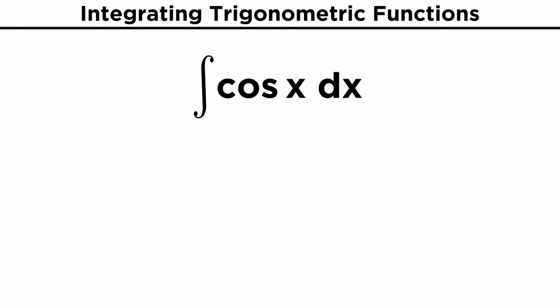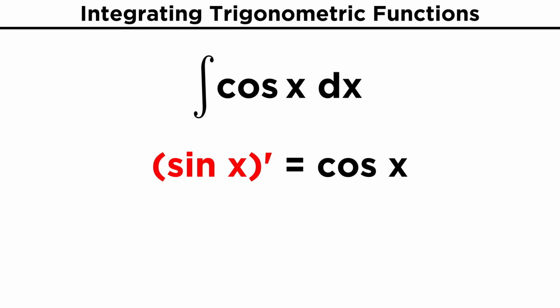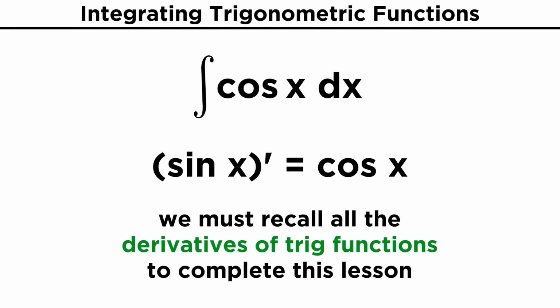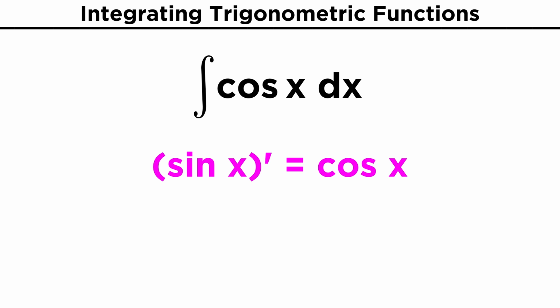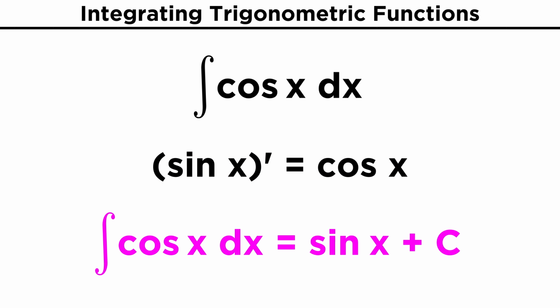Earlier, when we discussed differentiation of trig functions, we learned that the derivative of sine is cosine. If this doesn't sound familiar, go and check out that tutorial now, because all of the derivatives of trig functions that we learned before will be used here, just in reverse. In other words, if the derivative of sine is cosine, then the integral of cosine must be sine. Whatever happens one way, the opposite thing happens when we go the other way. And of course, as with any indefinite integral, we must add the constant c. So the integral of cosine x is sine x plus c.